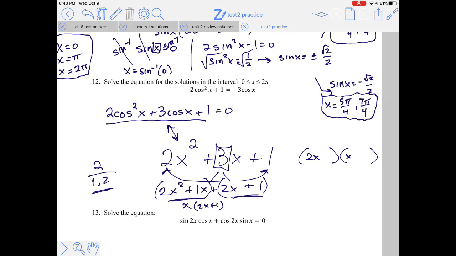What does this have in common? If there's nothing in common, you can always say that there's a 1 in common. So if I factor out a 1, then it doesn't change anything. So now I have x plus 1 and 2x plus 1. That's called factoring by grouping. What happened to that extra x that you factored out? It became part of this x plus 1 factor. So if 2x squared plus 3x plus 1 factors into x plus 1 and 2x plus 1, how can we use that same technique for 2 cosine squared x plus 3 cosine x plus 1? Just replace x with cosine x. There you go.